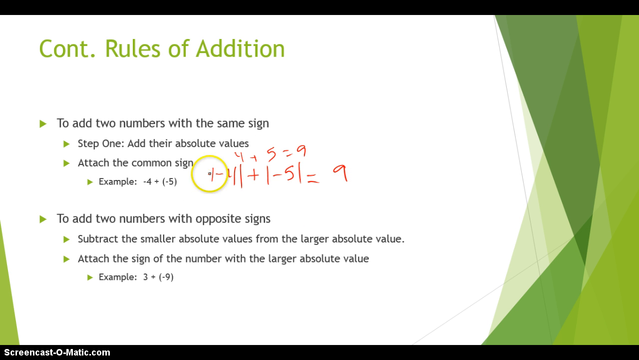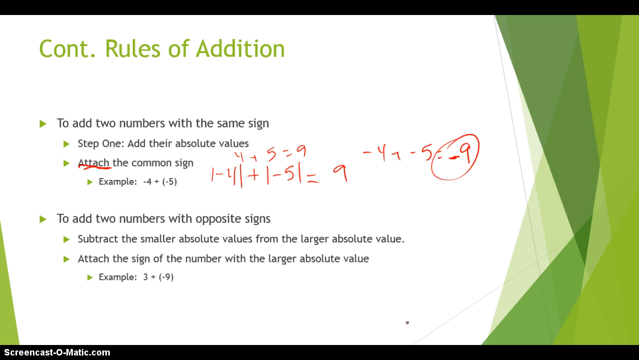So we go back, negative 4 plus negative 5 equals 9, but we attach the common sign, which is negative. So we know that negative 4 plus negative 5 does equal negative 9. You could also look at this on a number line. If you started at negative 4 and you have to add negative 5, you would go to the left. So you would be at negative 9.